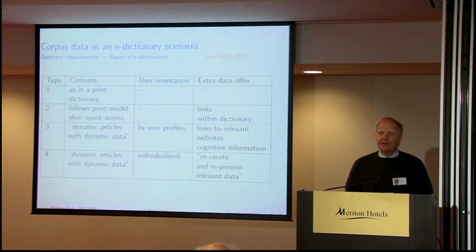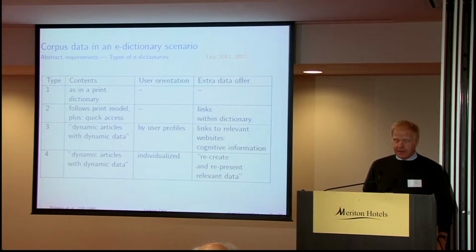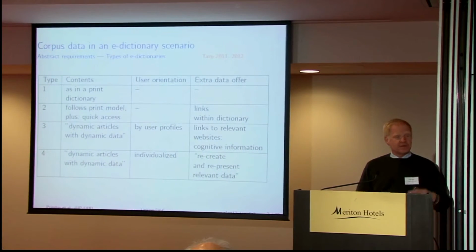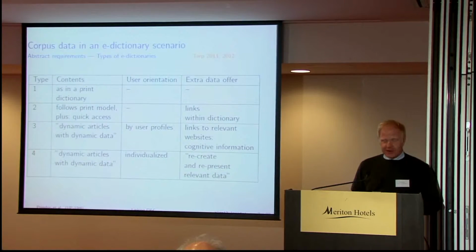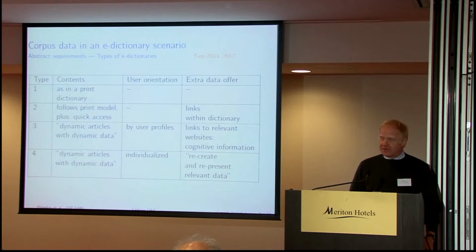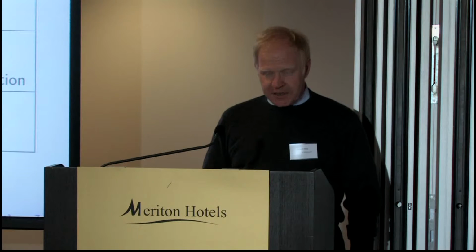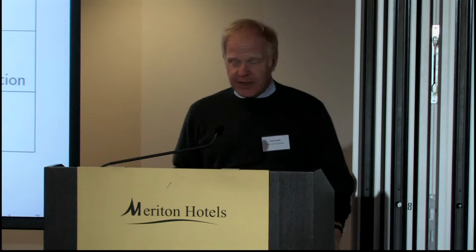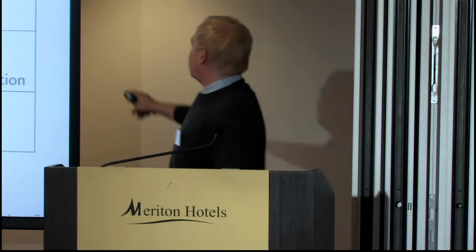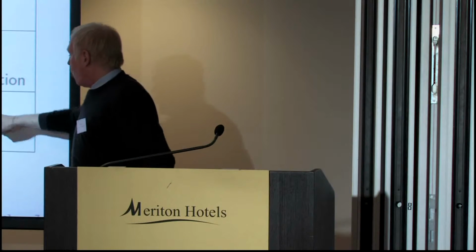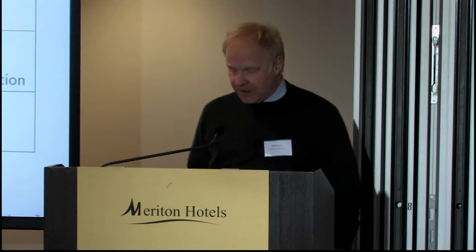If you look at work by Sven Tarp, in two recent publications, he has looked at different types of electronic dictionaries, basically distinguishing old-style dictionaries which just reproduce print material online, type 1, the ones which have quick access but still follow the print model, type 2, and then the more interesting ones for which he talks about dynamic articles having dynamic data and offering, and that is what you have on the right side, links to relevant websites or which recreate and represent relevant data.